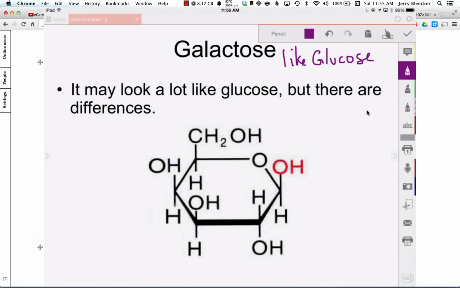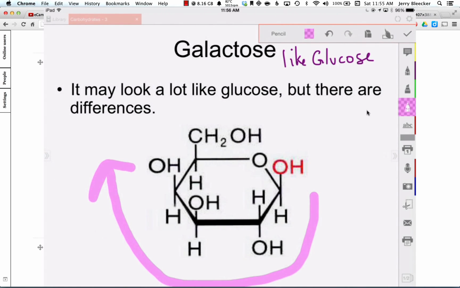Now, it's a lot like glucose. Specifically, what I'd say focus in on, as you go around the molecule in this direction, if you look at these groups, you say, well, okay, that's the same, and that's the same, and this looks the same, and we're same here. It's when you get over to this side, where this is different, just flipped upside down.